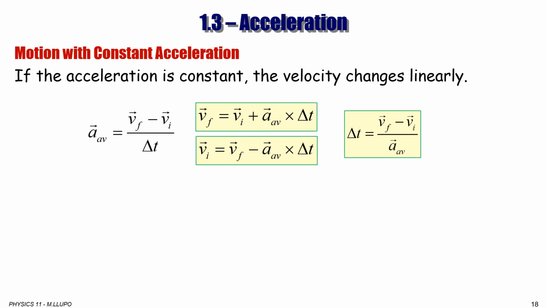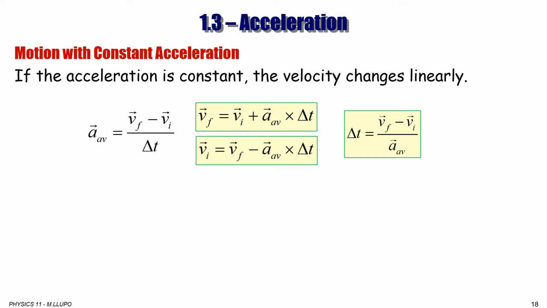When we calculated acceleration, we found that the acceleration formula is a average equals V final minus V initial over delta t. Then you can solve for V final, which is V initial plus a average times delta t, or V initial, which is V final minus a average delta t, or the interval of time, which is V final minus V initial over a average.